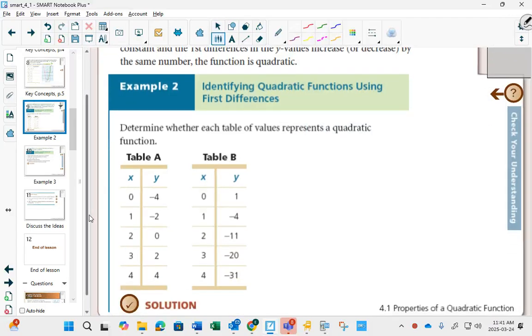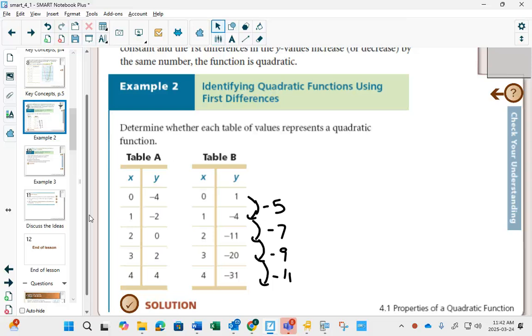Their table B, here it goes up 5. Oh, no, down 5, sorry. Down 5, down 7, down 9, down 11. Can you see the odd number pattern in that one? And an actual second way to tell something is a quadratic function, if you're looking at a table of values, is if you look at the second differences and they stay the same. When the second differences stay the same, that makes it quadratic.